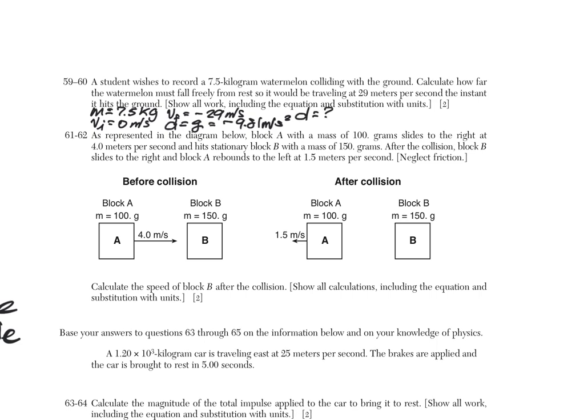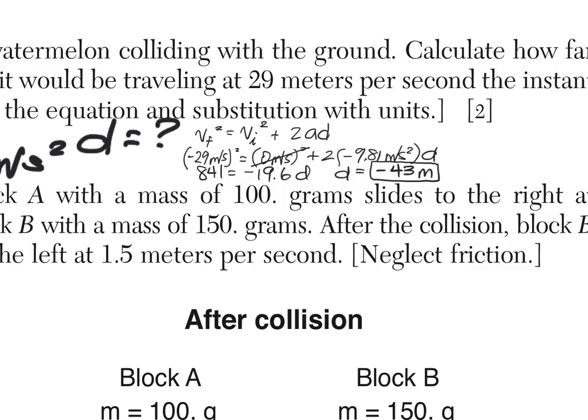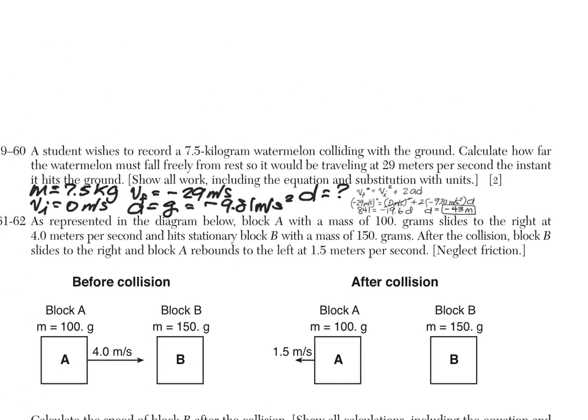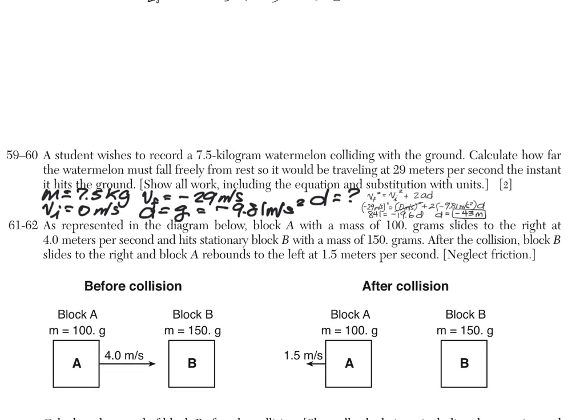All right, so I don't have the time. I don't need it. So we do Vf squared equals Vi squared plus 2ad. And again, Vf, it says, is 29 meters per second. That's before the ground has slowed it down. And so we solve for d, and it does come out as negative because the watermelon does displace downwards. But so it would have fallen through 43 meters. And that is the answer to 5960.